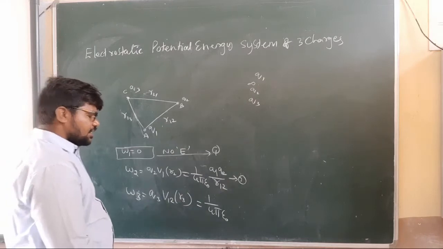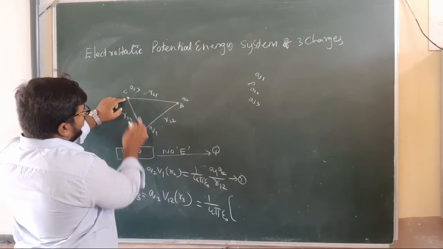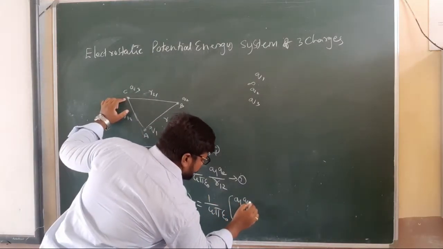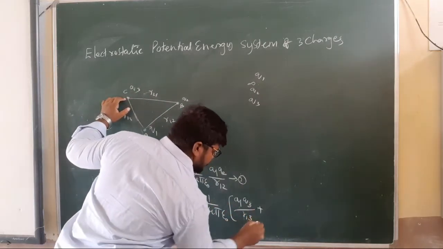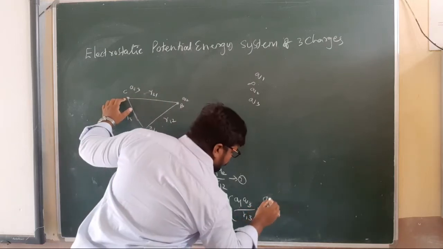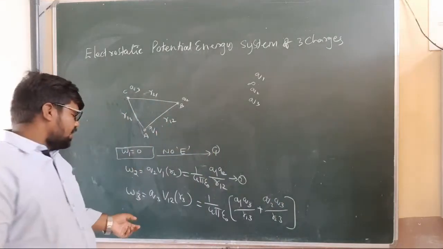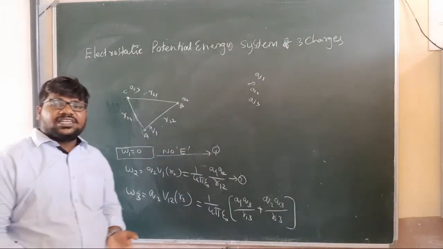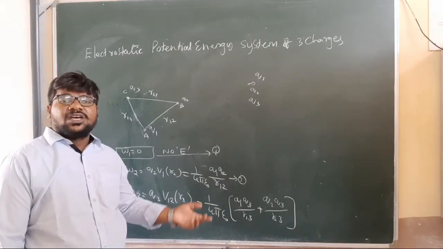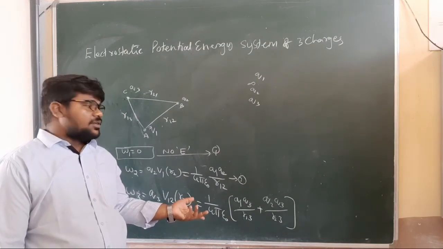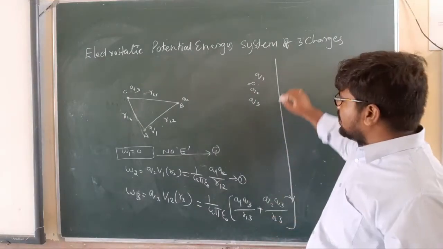So then we have to write between 1 and 2 like this. Q1 and Q3, Q1 divided by R13 plus Q2 divided by R23. Okay, it's clear, my children. So what is this equation? Work done 3 is equal to 1 by 4 pi epsilon naught Q1 Q3 by R13 plus Q2 Q3 by R23. Okay, it's clear.